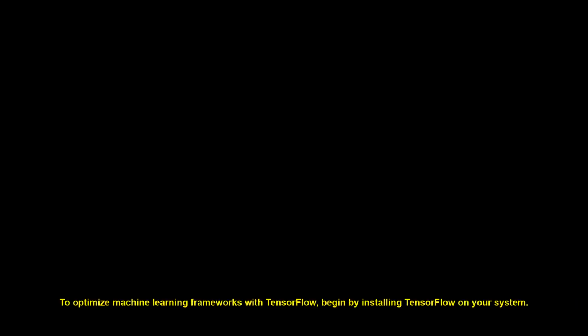To optimize machine learning frameworks with TensorFlow, begin by installing TensorFlow on your system. Use pip to install TensorFlow by running the command pip install tensorflow. After installation, create a new Python script where you will build your machine learning model. Import necessary libraries, starting with TensorFlow using import tensorflow as tf.